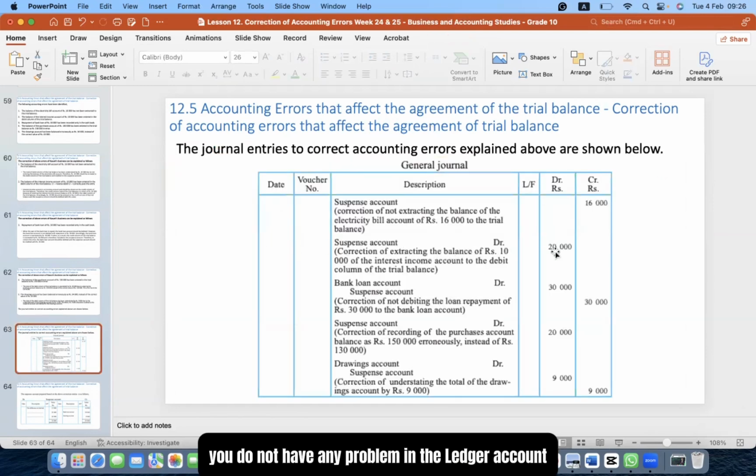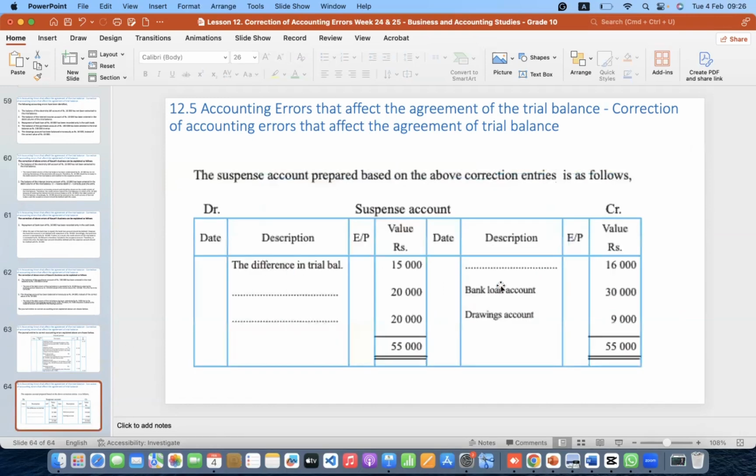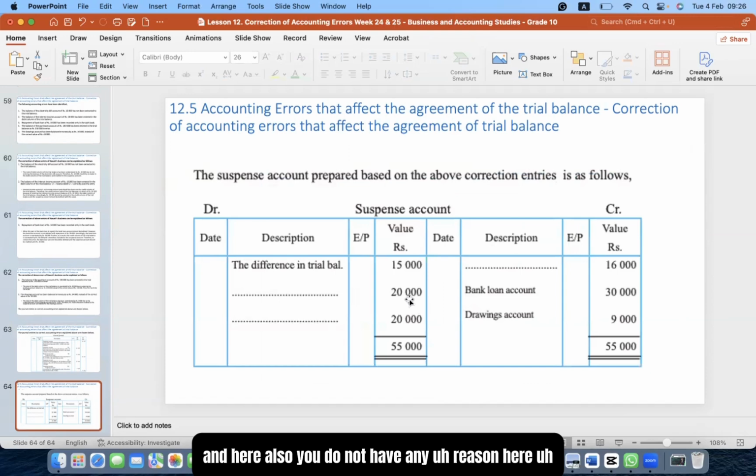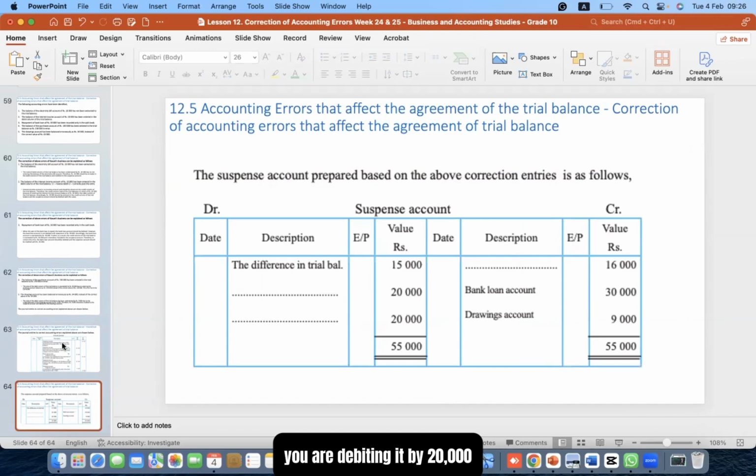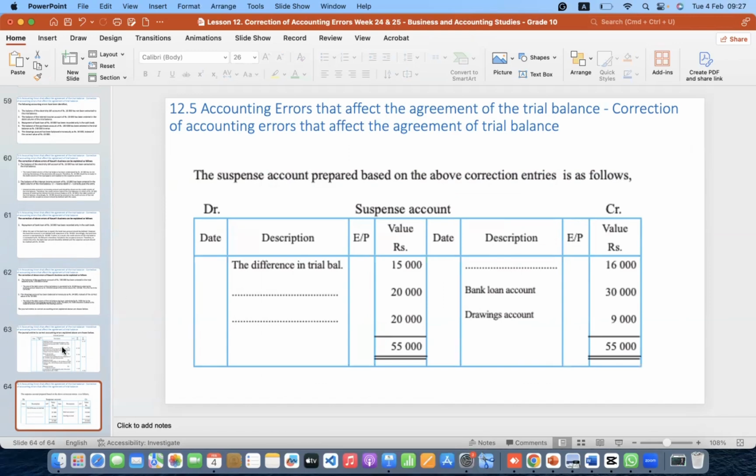You do not have any problem in the ledger account. So suspense account, you are debiting by 20,000. And here also you do not have any reason here. You are debiting it by 20,000.